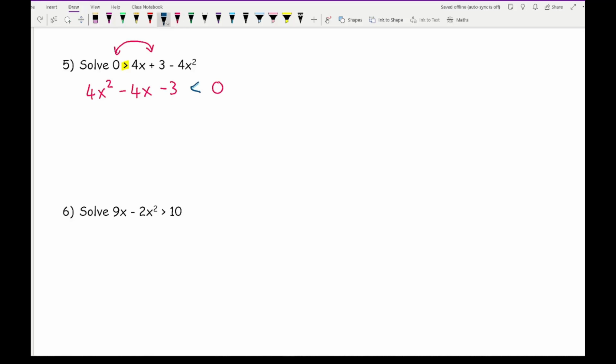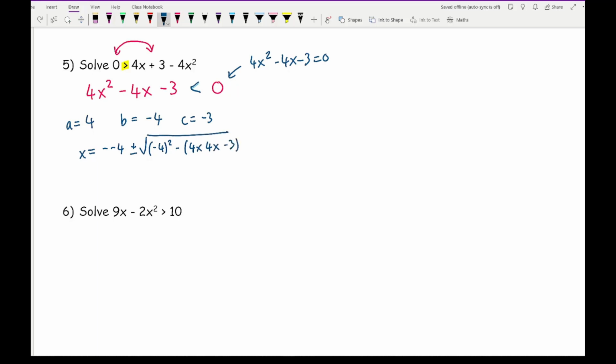For this one I'm just going to assume that it doesn't factorize, so let's use the quadratic formula. Here I've got a equals 4, b equals minus 4, c equals minus 3. And again, what I'm solving is 4x squared minus 4x minus 3 equals 0. Using the quadratic formula, I end up with minus minus 4 plus or minus the square root of minus 4 squared minus 4 times 4 times minus 3, all square rooted, all divided by 4 times 2.